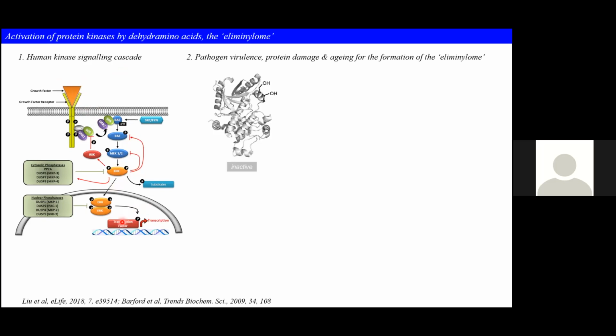In normal circumstances, all these kinase proteins in these cascades have an active site containing hydroxyl groups on the serine or threonine residues. Under these conditions, they are inactive. But if they are activated by phosphorylation reactions, a phosphate group can be added to the active site.